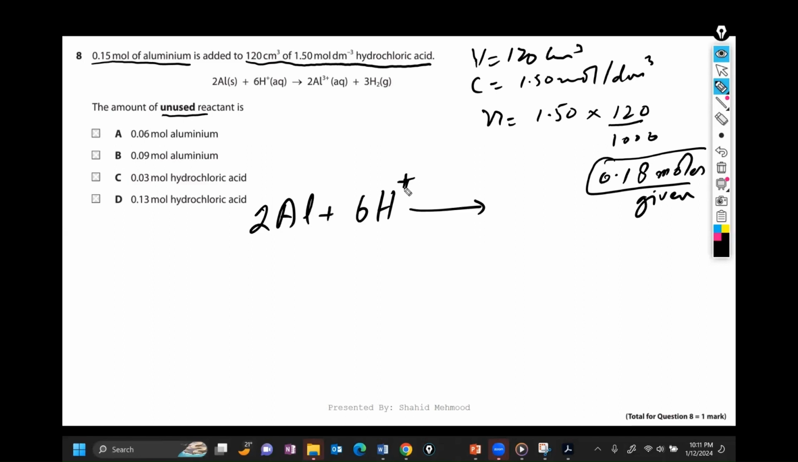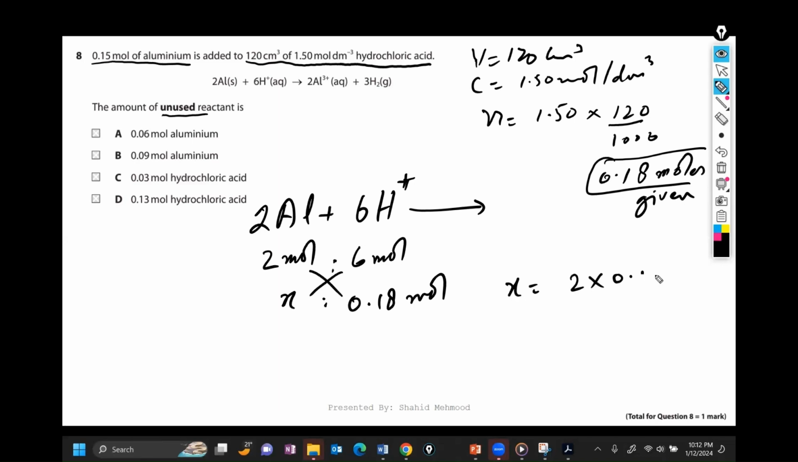1 mole of HCl will give 1 mole of hydrogen ion. Now, 6 moles of hydrogen ion need 2 moles of aluminum. This is from the balanced equation. So the number of moles which we get from the given data, how much aluminum will this need to react? So X is equal to 2 times 0.18 divided by 6.